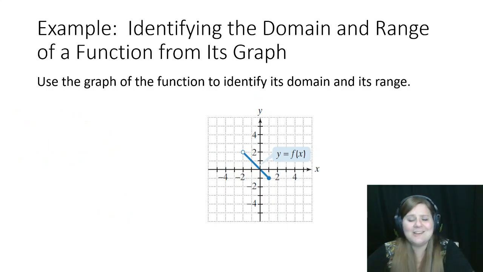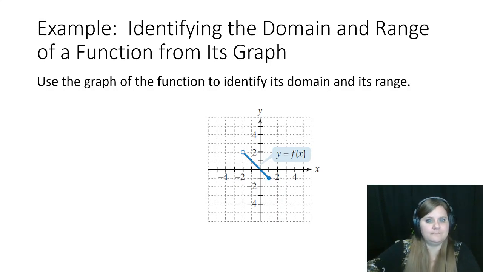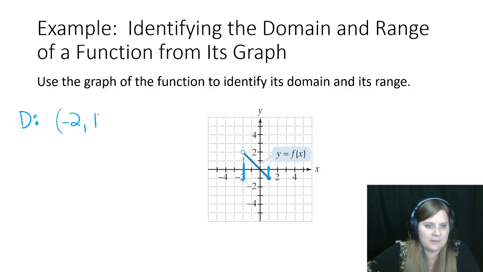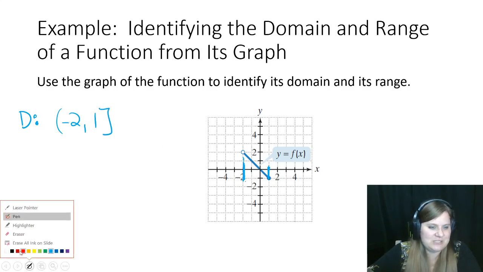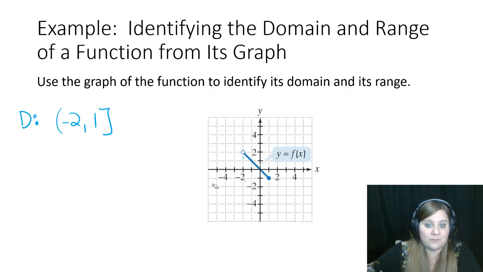Now, try to find the domain and range of this one. For the domain, I can see that it goes from -2 to +1. But because I have an open circle here, I'm going to use a parenthesis, and if I have a closed circle here, I'm going to use a bracket. So that tells me -2 to 1. Now, the range, which is again from bottom to top, is going to be from -1 to 2.